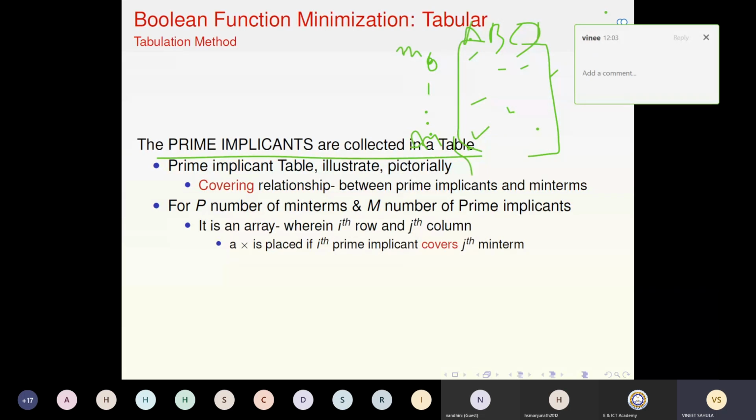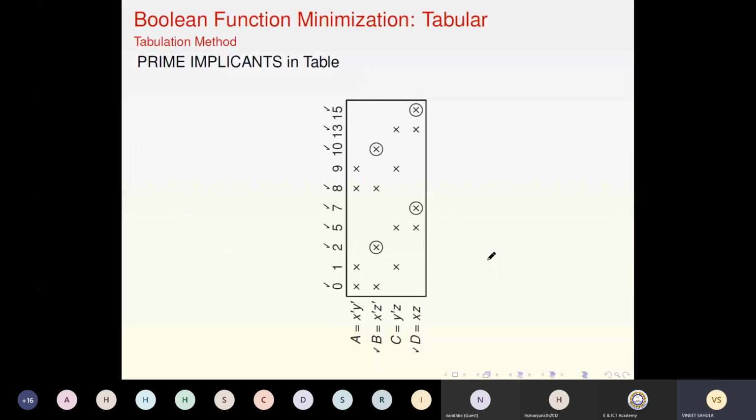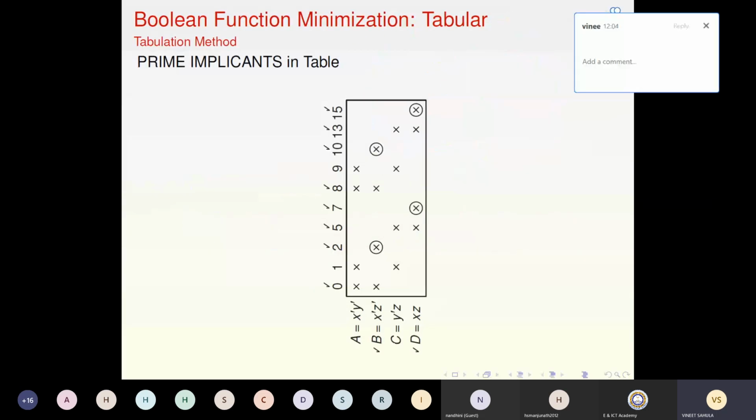My choice is, out of A, B, C, D, I do not want to choose all 4. I want to choose only 3 of them or 2 of them, so that they cover all these minterms. This is called the covering problem. So if I take the previous problem, this is my prime implicant table. Are you okay? It is tilted. You can actually write A, B, C, D here, better.